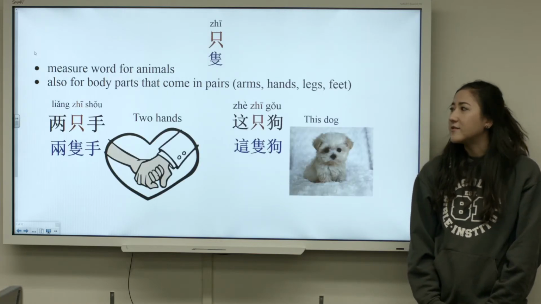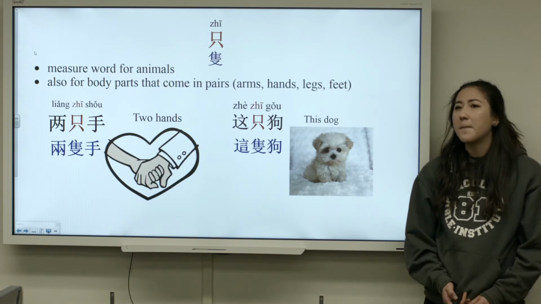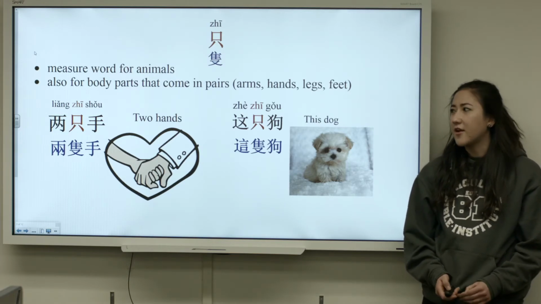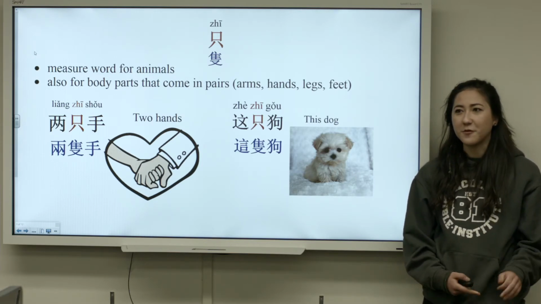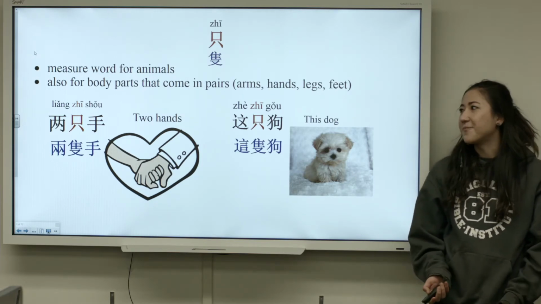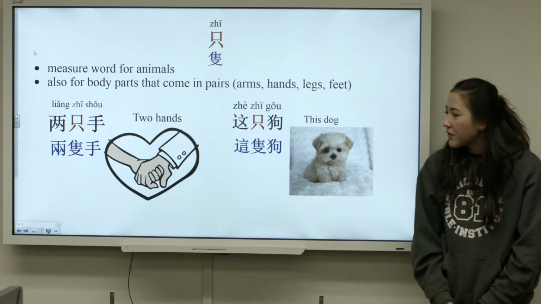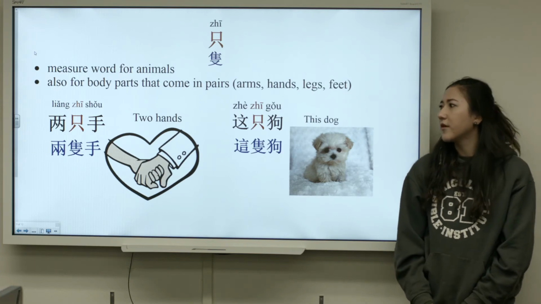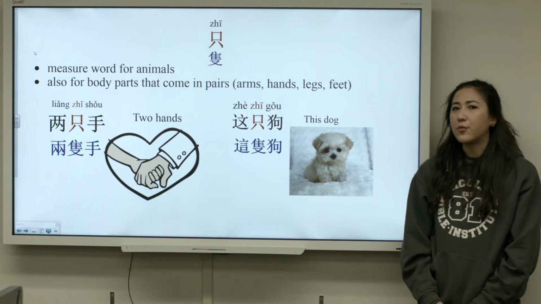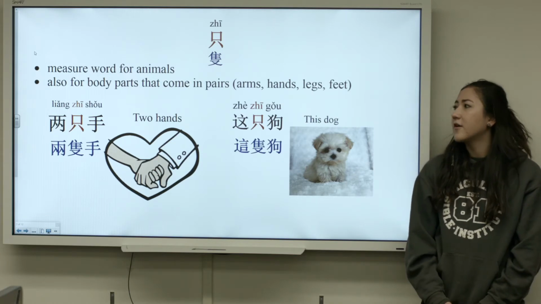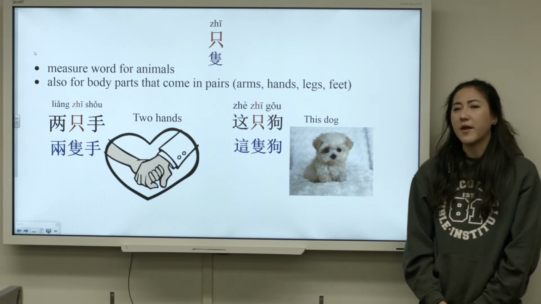And the next one is 只. So this is a measure word for animals, but interestingly, it can also be used for body parts that come in pairs. So animals and body parts, like arms, hands, legs, and feet. So the first example is 两只手, 2 hands. And then the second one is 这只狗, so this dog. So just, 只 is used for mostly animals, but then pairs of body parts.